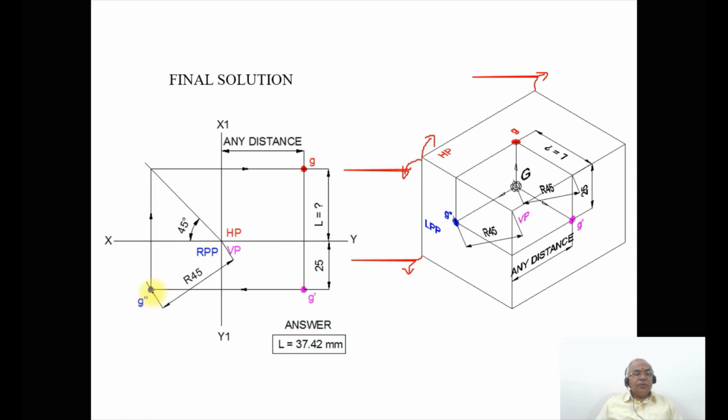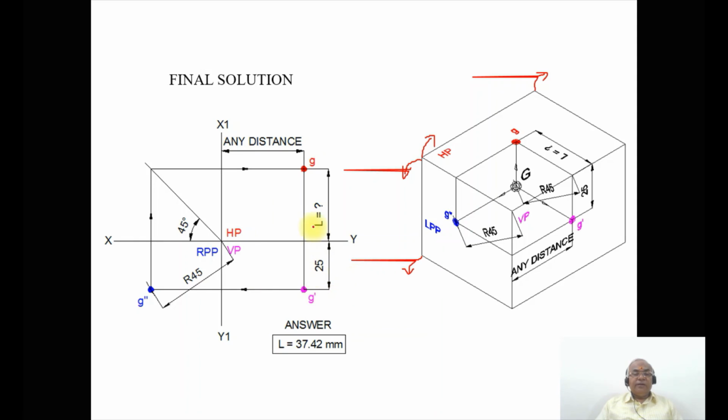Then by using the protractor, you measure an angle of 45 degrees with respect to the horizontal adjacent to HP. Then you draw a vertical projector from G double dash to this 45 degree line, and again from this point you draw a horizontal projector. Both these two lines are going to intersect at this point. You mark this point as G, and you show this as any distance, and you draw a dimension here and show L equal to question mark, because that is the distance with respect to VP, that is, behind VP, which has to be identified and measured.